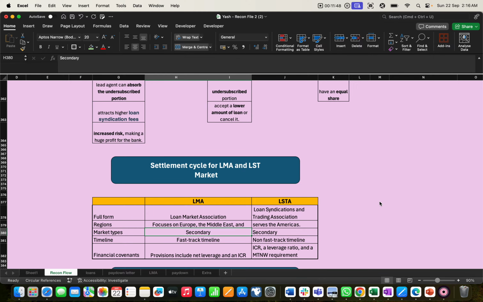The timeline is non fast track, which means it takes time to register. The leverage ratio and this ICR ratio are somewhat technical, but hopefully we have designed this part. In future videos we'll elaborate on ICR, leverage ratio and the MTW requirement, what is required. So the basic thing is what documents we require and how we register.